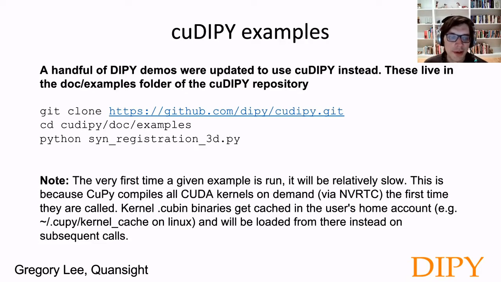I just want to note that on the GPU version, the very first time you run a given example, it will be relatively slow because there's typically dozens of CUDA kernels that it has to compile the first time it sees each one, and then any subsequent times you run that script, it will run much more quickly.